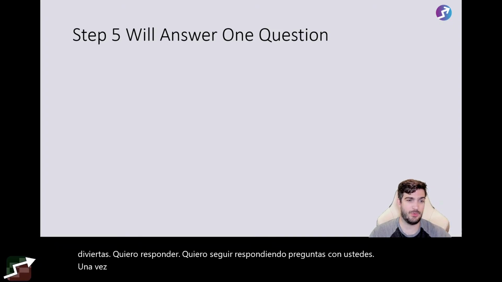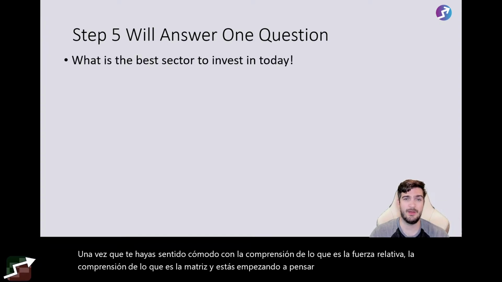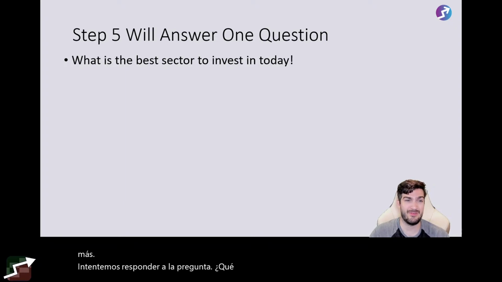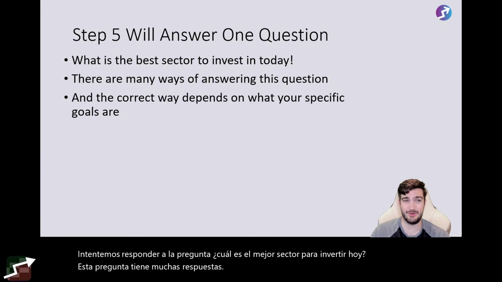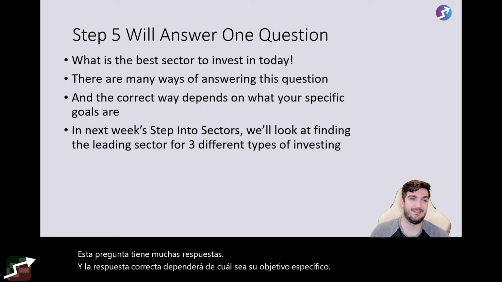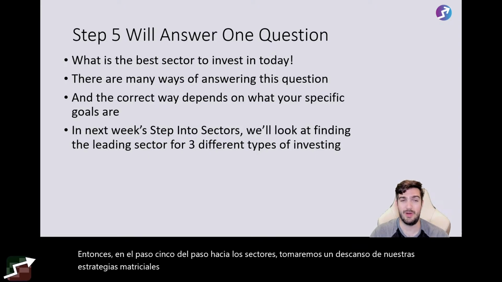Once you've gotten comfortable with understanding what relative strength is, understanding what the matrix is, and you're starting to think about those numbers a little bit more, let's try and answer the question, what is the best sector to invest in today? This question has many answers, and the correct answer will depend on what your specific goal is. So, in step 5 of Step into Sectors, we will take a break from our matrix strategies and we will look at answering the question, what is the best sector? Based on what you need.